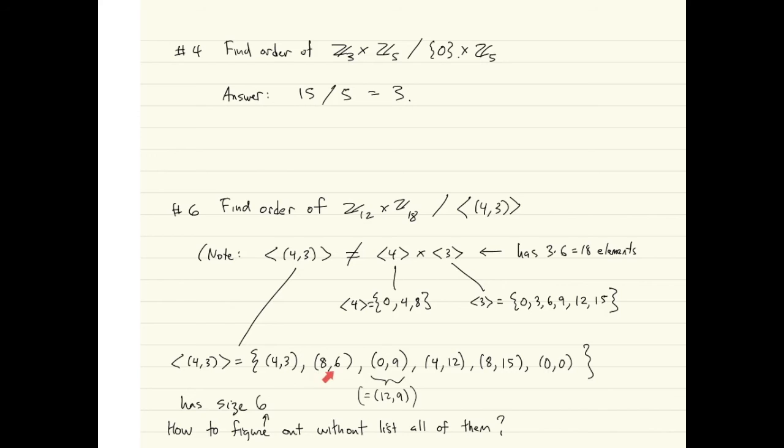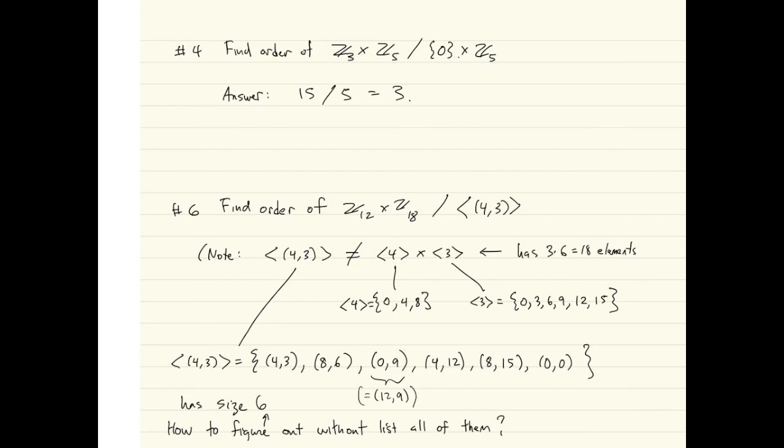Add (4, 3) to this pair, so 4 plus 8 is 12, and 3 plus 6 is 9. Because we're in mod 12 land on the first factor, the 12 is the same as 0, so the element we get is (0, 9), and so on. So we eventually hit (0, 0) after 6 attempts, or adding (4, 3) to itself 6 times. So that's why the subgroup generated by (4, 3) has size 6. And that size then is different from this other group, which has size 18.